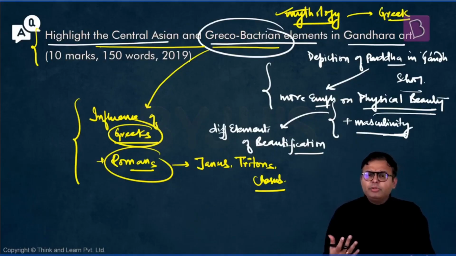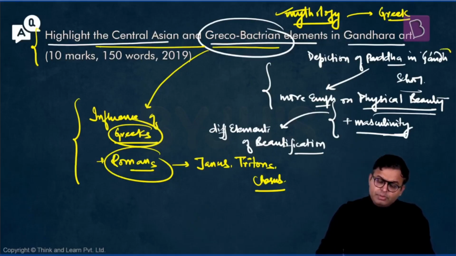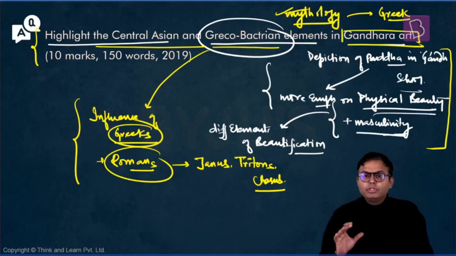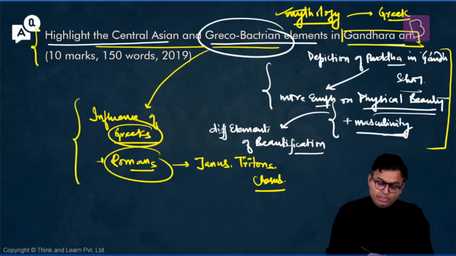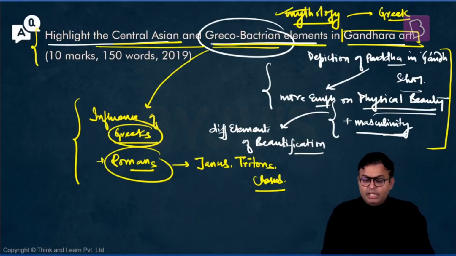Otherwise, generally what I find is that in these types of questions, people just write the features of the Gandhara school of art. That is not what is expected from you, because that is something that everyone will write, but that is not the demand of the question. The demand of the question is Central Asian and Greco-Bactrian element, and in that you have to start from their belief system.